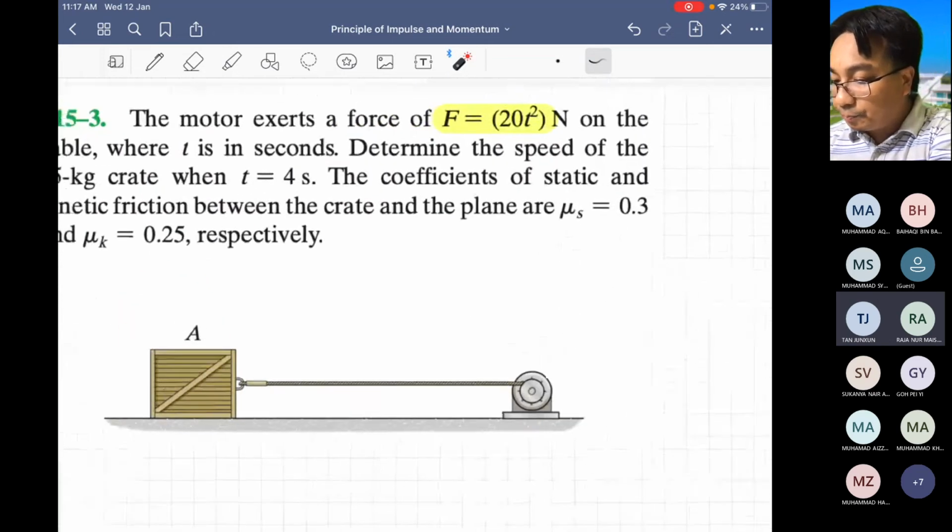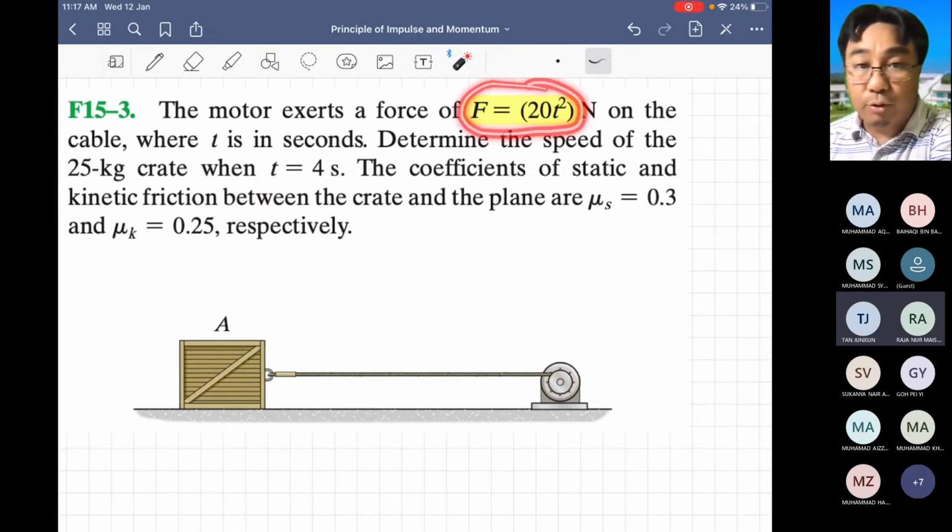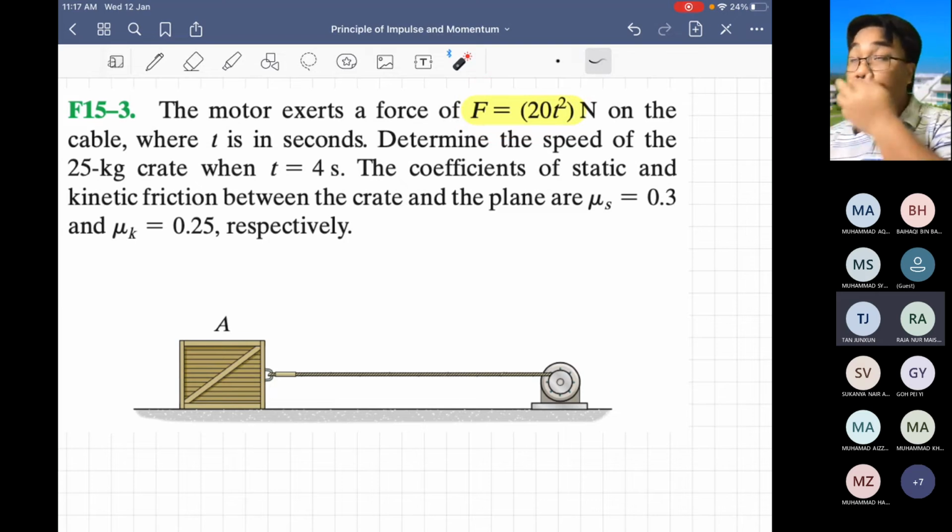But in this case, dia masih nak suruh kita calculate sehingga 4 seconds time, tapi force yang di-applied by the motor is different ataupun berubah mengikut masa. Sebab tu dia bagi dalam bentuk equation ni, 20 T square. So pada T sama dengan 0, F sama dengan 0. Pada T sama dengan 1, F sama dengan 20. Pada T sama dengan 2, F sama dengan 20 kali 2 square. 2 square is 4, 20 kali 4 is 80. So dia berubah. Force itu berubah mengikut masa.